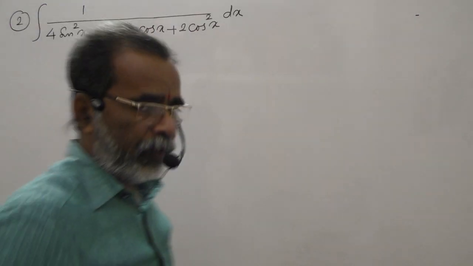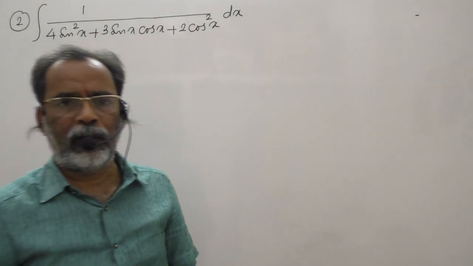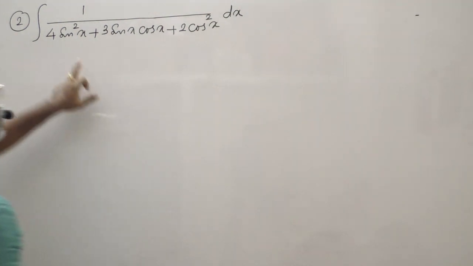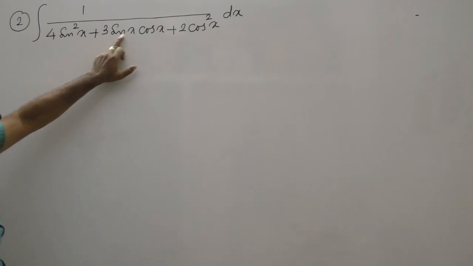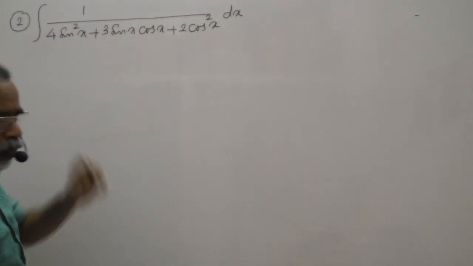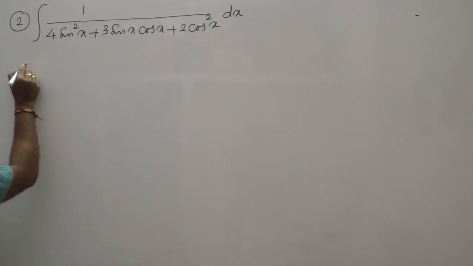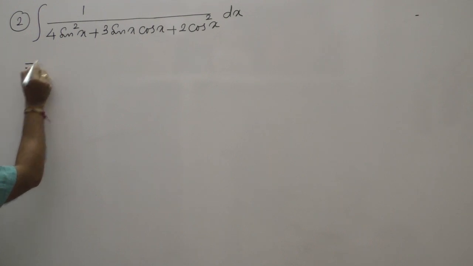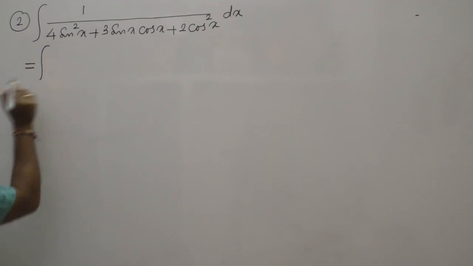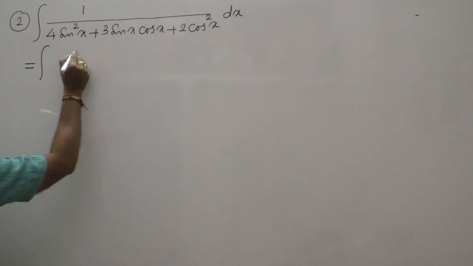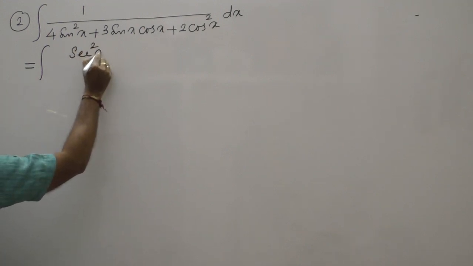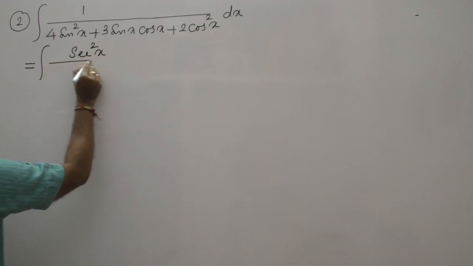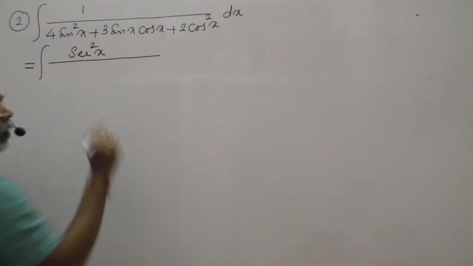Yes. We will see one more example for type 1. Another integral: 1 by 4 sine square x, 3 sine x cos x, plus 2 cos square x. Rational trigonometric functions of type 1. What is the procedure? I said, multiplying numerator and denominator by secant square x.